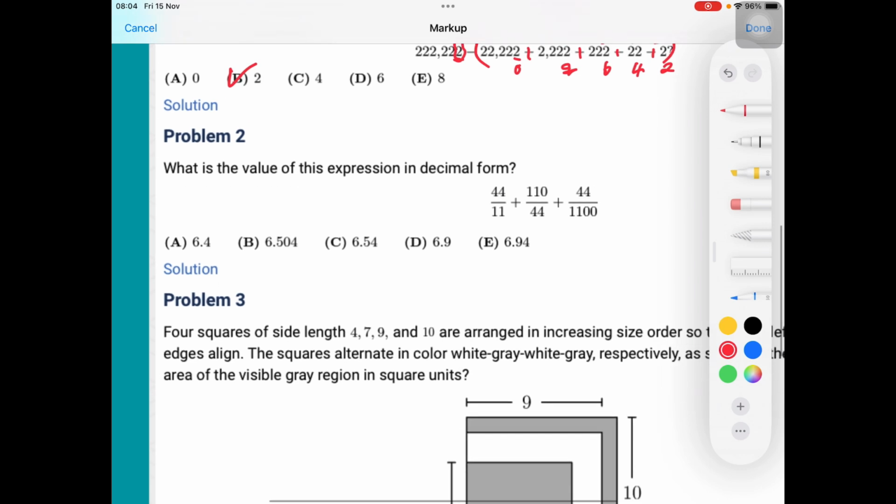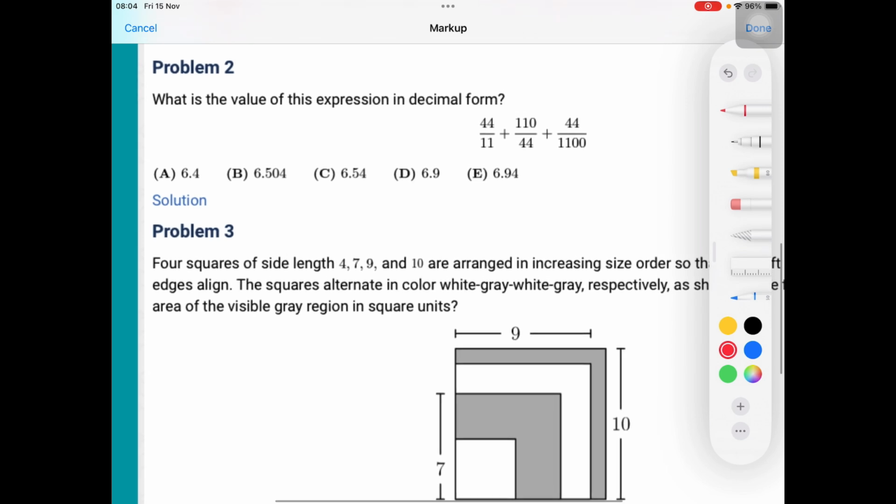And problem 2, decimal form. So now this is 4 over 10, 2 over 5, 2.5. And this is 4 over 100, 0.04. So when we add them together, 0.4 plus 2.5 plus 0.04, so 6.54.